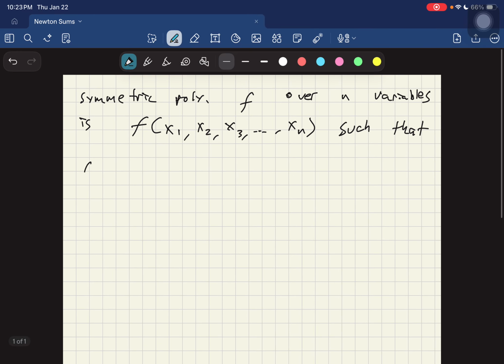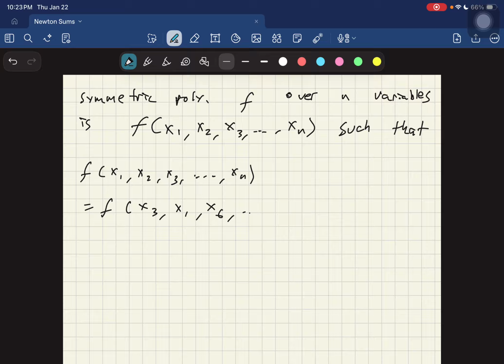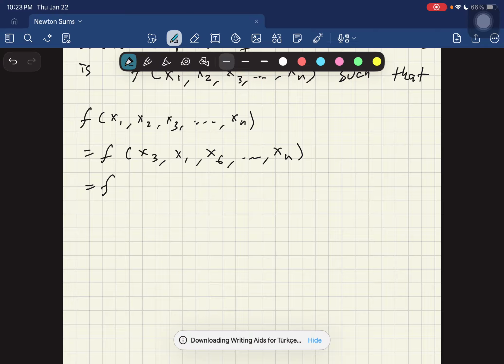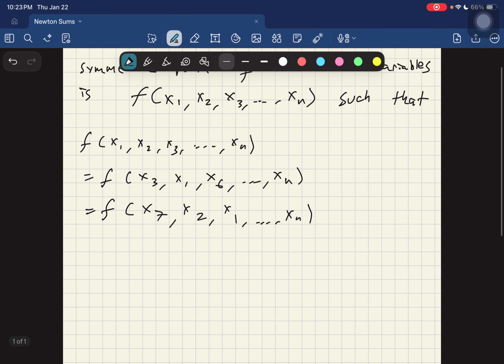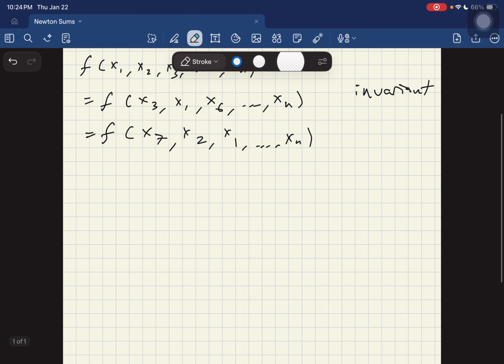So what this means is that if you have this polynomial, this is going to be equal to f of, let's say, x3, x1, x6, and so on, xn. And this is also going to be equal to, let's say, another random ordering, x7, x2, x1, and so on, xn, right? This means that it's going to be invariant. So a symmetric polynomial means no matter how you rearrange these variables, it's always going to be the same polynomial.